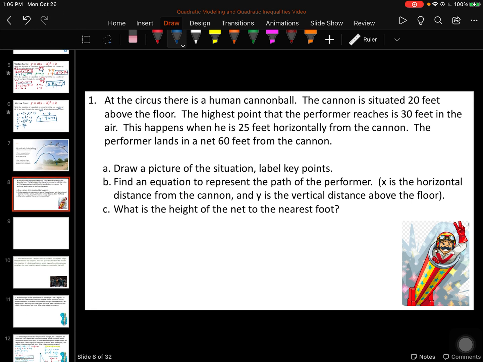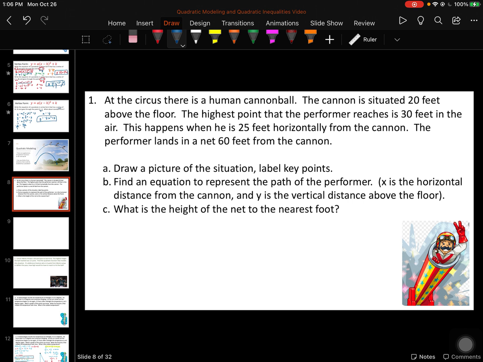So the first one I have for you is, at the circus, there's a human cannonball. The cannon is situated 20 feet above the floor. The highest point that the performer reaches is 30 feet in the air. This happens when he is 20 feet horizontally from the cannon. The performer lands in a net 60 feet from the cannon. So we need to get a picture for this.